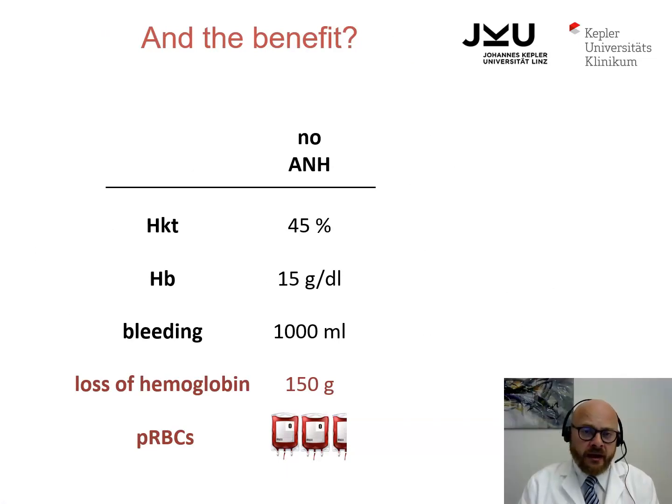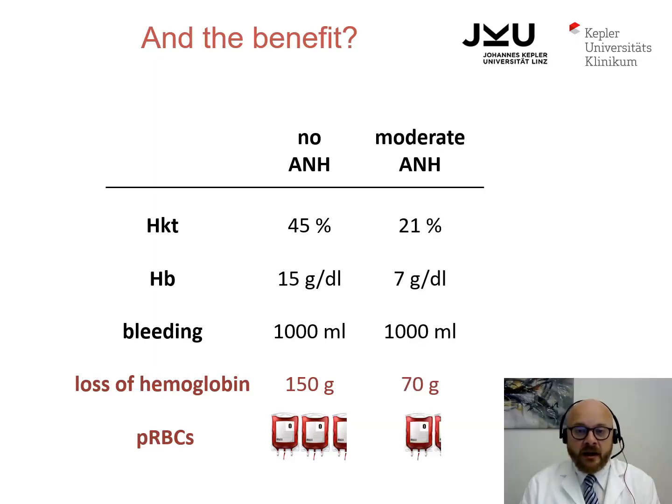If you now do ANH, the question is, what are the benefits? And what you can see here is a depiction of a calculated benefit of acute normovolemic dilution. In the first case, if you have no acute normovolemic hemodilution, you have a patient with a starting hematocrit of 45 or a hemoglobin concentration of 15 gram per deciliter. If this patient bleeds 1 liter, you lose 150 grams of hemoglobin, which is around about 2.5 packages of red blood cells. If you do a moderate hemodilution to a hemoglobin concentration of 7 gram per deciliter, the same amount of blood loss results in 70 grams of hemoglobin.